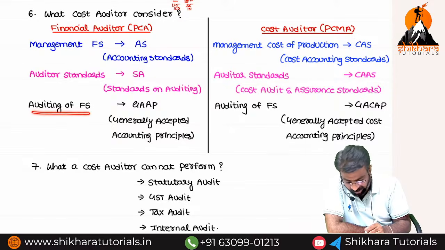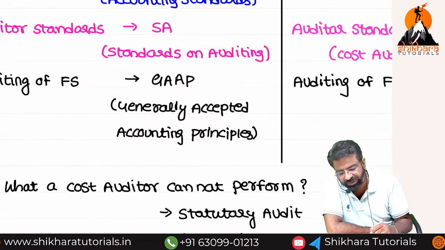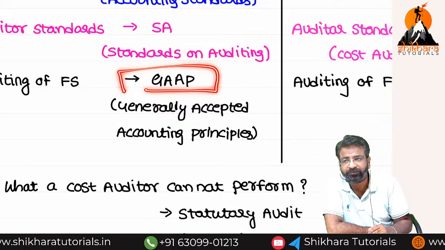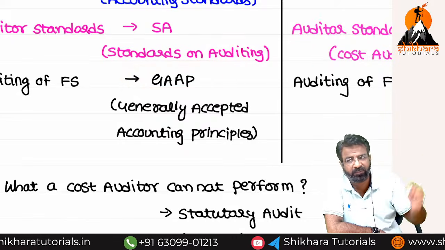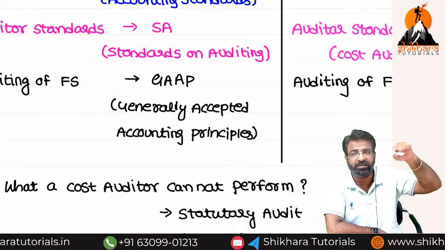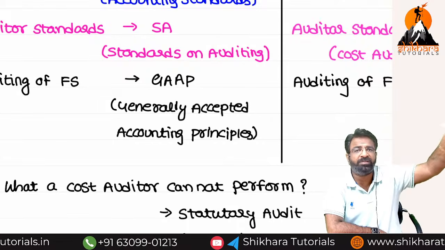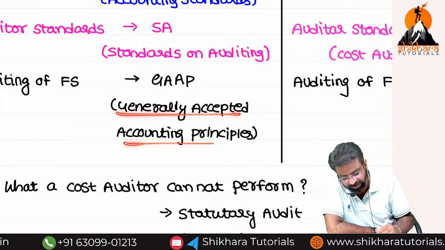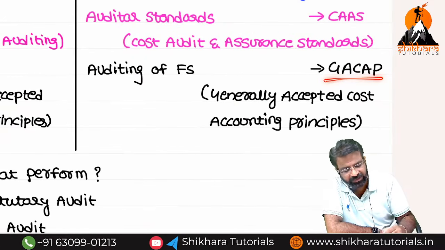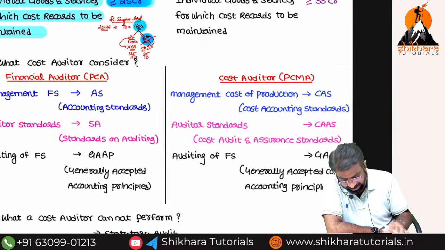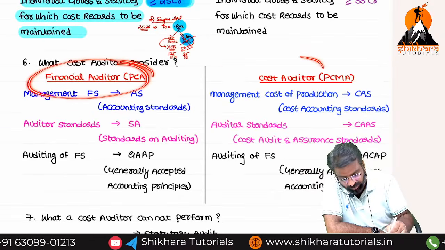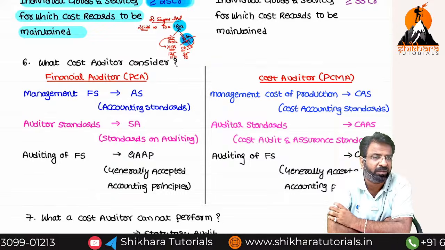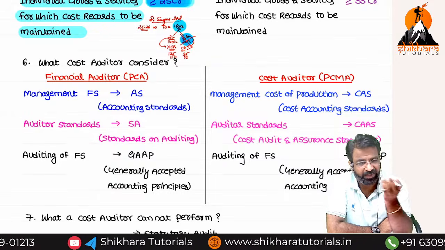Now next one. When we do the audit of financial statements, what do we check? We check GAAP. On the other side, what will be GACAP? Generally accepted cost accounting principles. Do we check that? Okay. Now, generally accepted accounting principles, and what do we check there? Generally accepted. These are the major two differences which you need to understand between financial audit and cost audit.